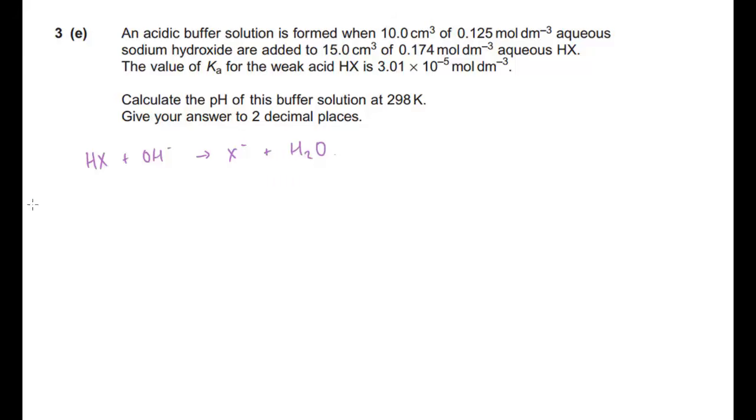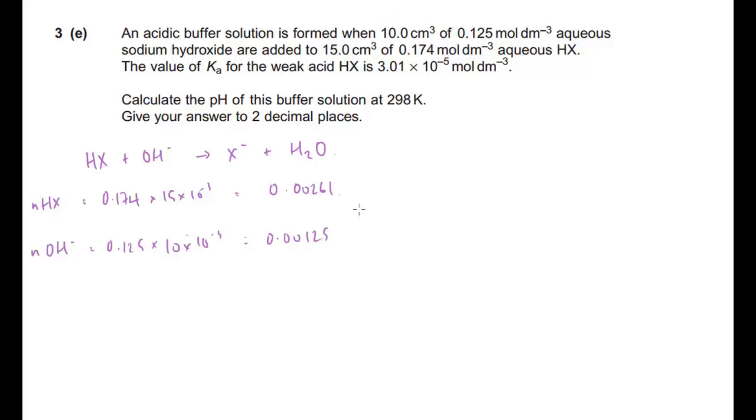Work out moles of each. So work out the moles of HX, work out the moles of OH minus. That's what I mean by n here, moles. The moles of HX is our acid part here, so 0.174 times 15 times 10 to the minus 3. Hydroxide is going to be 0.125 times 10 times 10 to the minus 3. For the hydroxide, the number of moles is 0.00125. For the acid, the moles are 0.00261. Again, this is in excess, which we would hope.